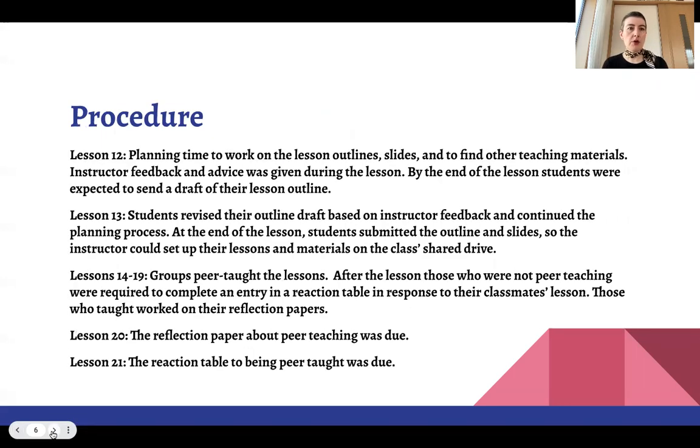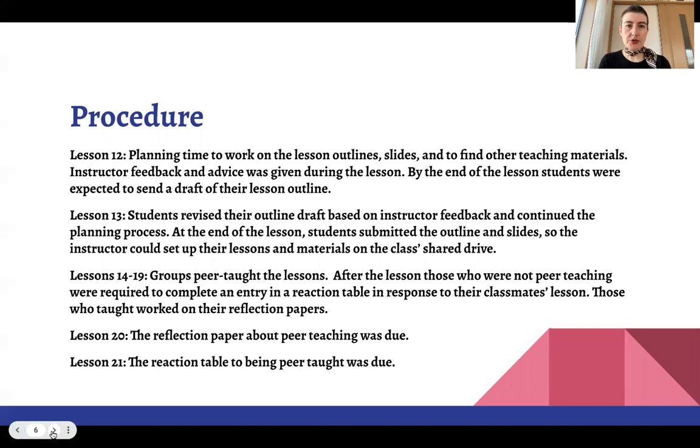The procedure. Lesson 1 to 11 is when they had the experience of understanding the template and the instructor style of teaching. So they were planning a lesson outline, which we'll look at later, as well as slides. And they were also required to find other teaching materials such as videos or articles, as well as data.